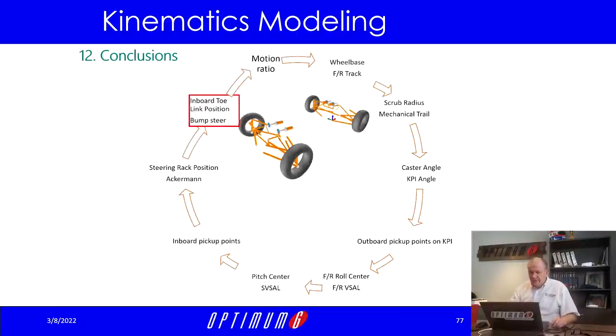This is the way you're going to work. Track and wheelbase, scrub radius, mechanical trail, caster angle, KPI, trail, outboard pickup point, roll center, pitch center, inboard pickup point on the chassis, steering rack position, which influences the Ackerman, and also the bump steer. And you're going to have to refine the loop.